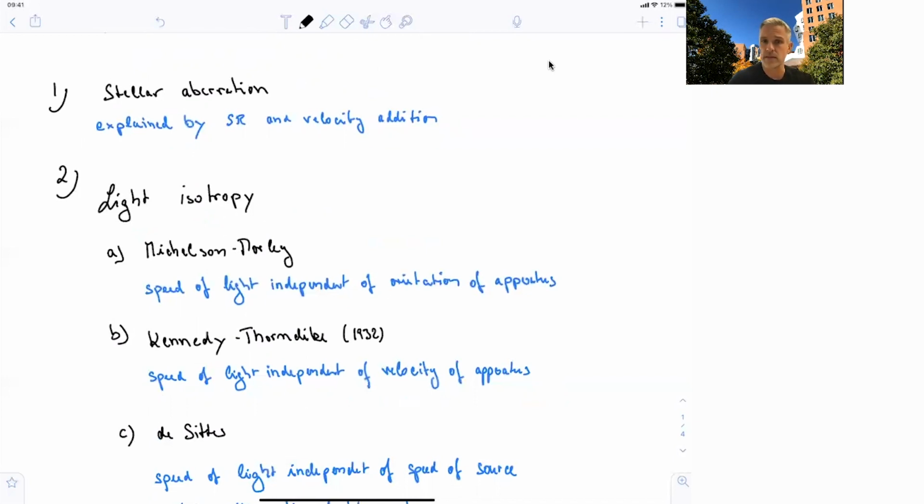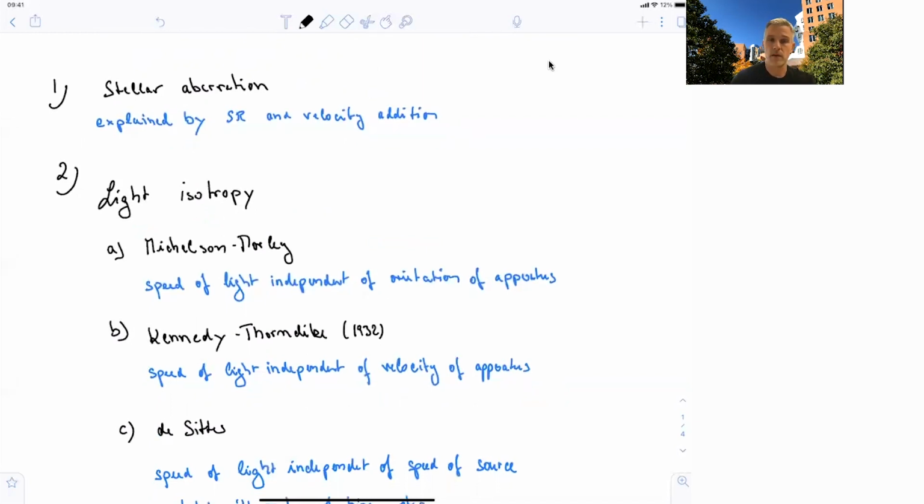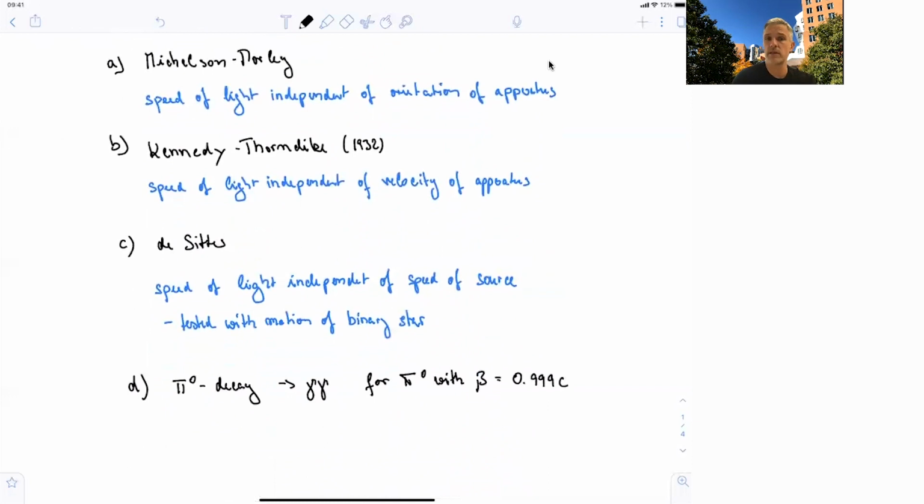We have not discussed in detail another experiment which is very similar. It's the Kennedy-Thorndike experiment, which tests that the speed of light is also independent of the velocity of the apparatus itself. As one of the homework assignments, we looked at de Sitter, who tested that the speed of light is independent of the speed of the source. And that has been tested, for example, with the motion of binary stars, as we did in our homework assignment.